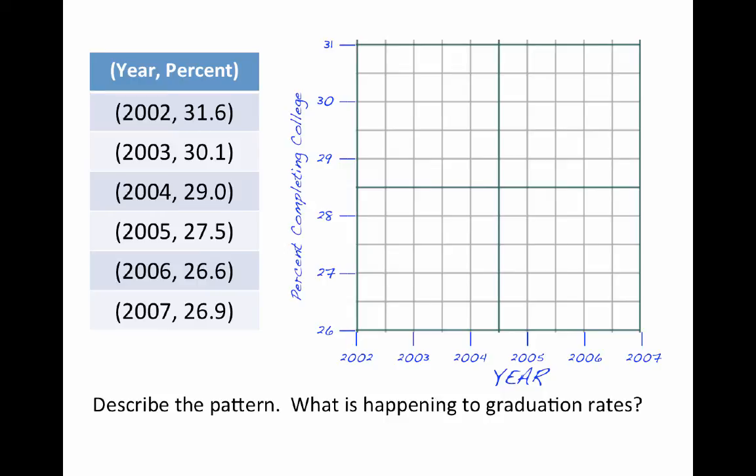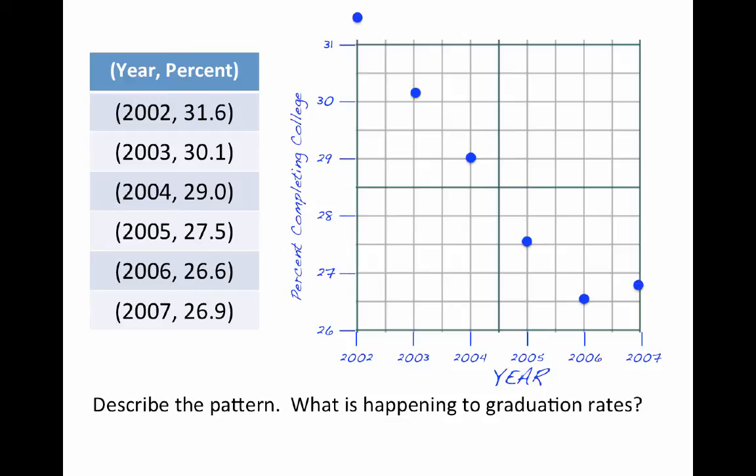For 2002, I go up to 31.6. For 2003, I go up to 30.1. For 2004, I go up to 29. For 2005, I go up to 27.5. For 2006, I go up to 26.6. And for 2007, I go up to 26.9.